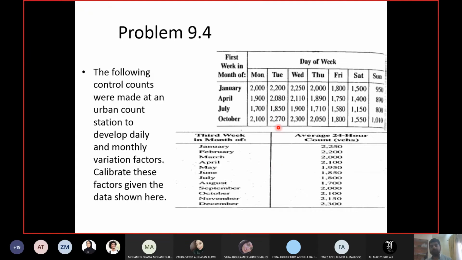So these two tables show data taken for the same segment. I don't know the reason, but for this segment they took the data in the third week of every month. The table at the bottom represents the average traffic for the third week of each month. The data was taken for 7 days, but they did not give me those 7 values. Instead, they gave me the average of those 7 values. So 2250 is the average traffic in the third week of January, 2200 is the average for the third week of February, and so on.